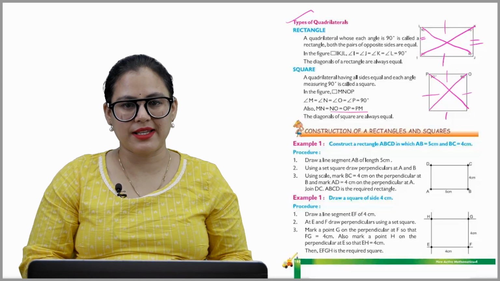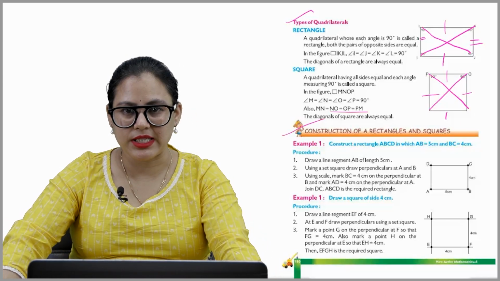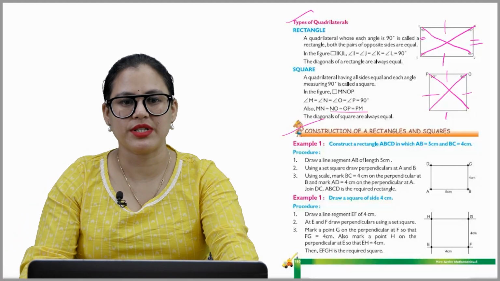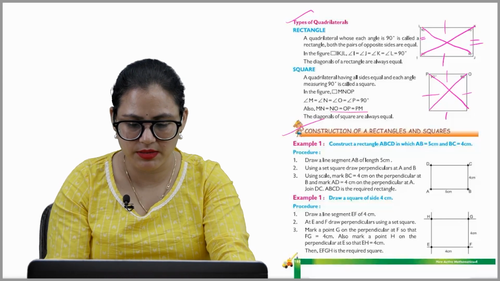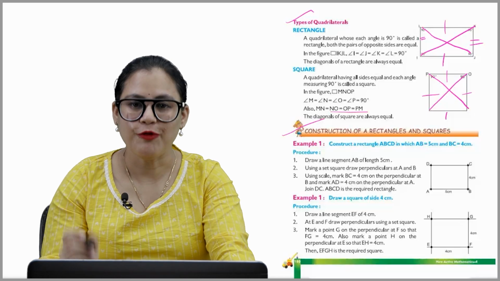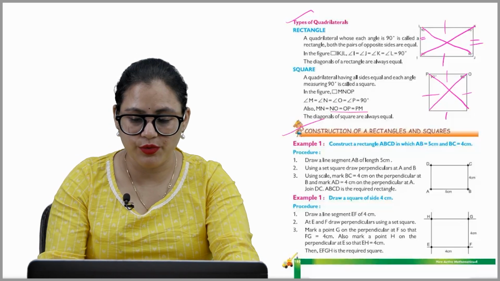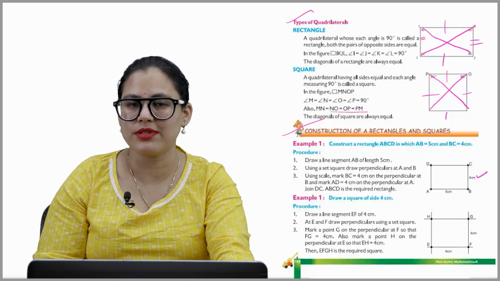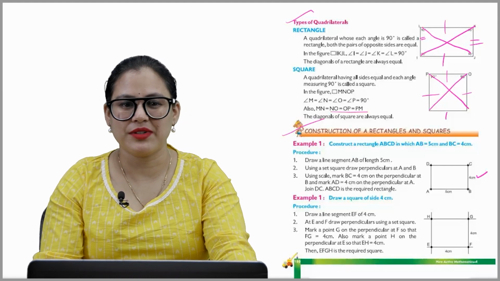Construction of rectangles and squares. Example 1. Construct a rectangle ABCD in which AB is equal to 5 cm and BC is equal to 4 cm. Procedure. Number 1. Draw a line segment AB of length 5 cm. 2. Using a set square, draw perpendiculars at A and B. 3. Using a scale, mark BC equal to 4 cm on the perpendicular at B and mark AD equal to 4 cm on the perpendicular at A. Join DC. ABCD is the required rectangle.